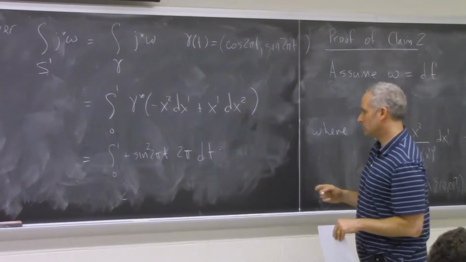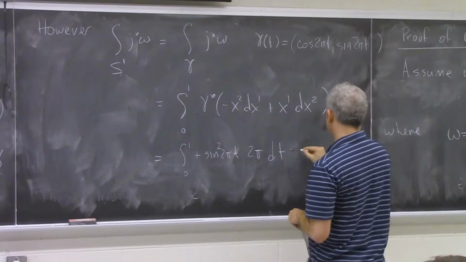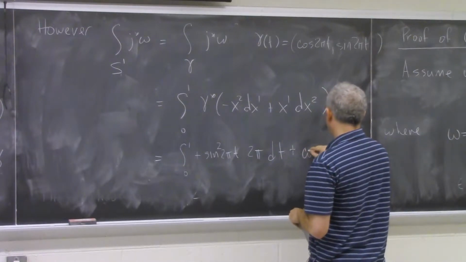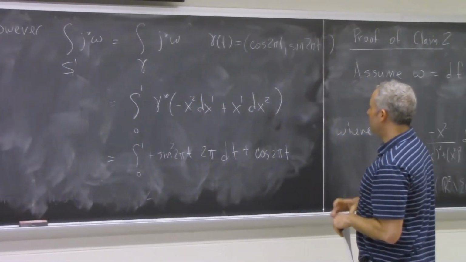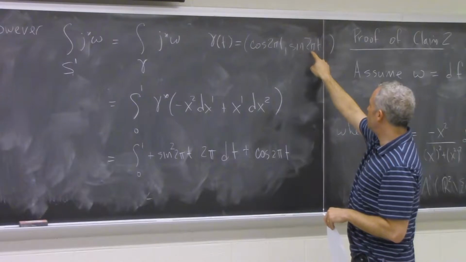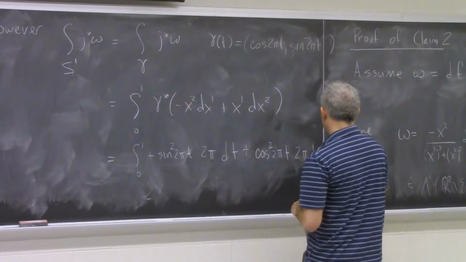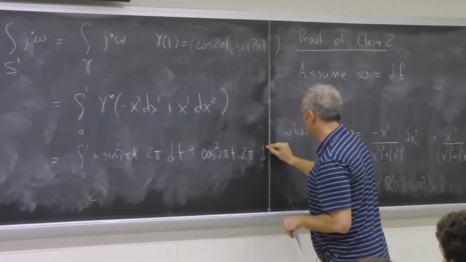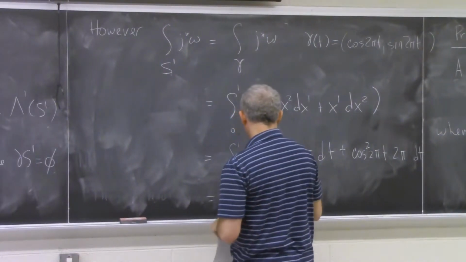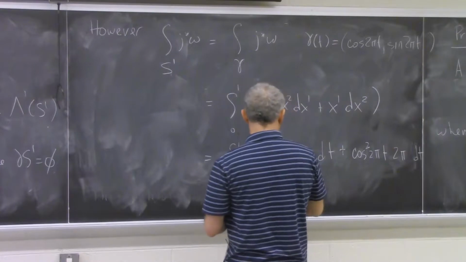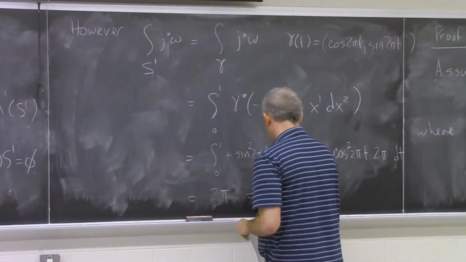OK, you can check this. And then we pull back this part. We have cosine 2 pi t. And then d of x2, we get 2 pi cos 2 pi t. So we get cos squared, and then 2 pi dt. OK, and this integral is easy to compute. So, well, it's 2 pi. OK, which is not equal to 0. So this is our contradiction.